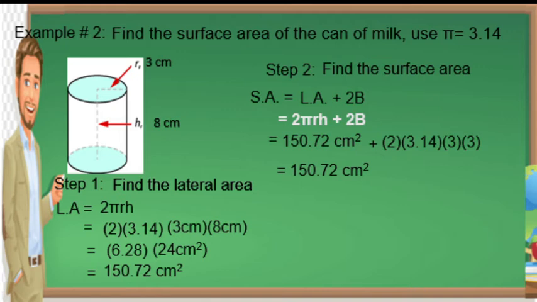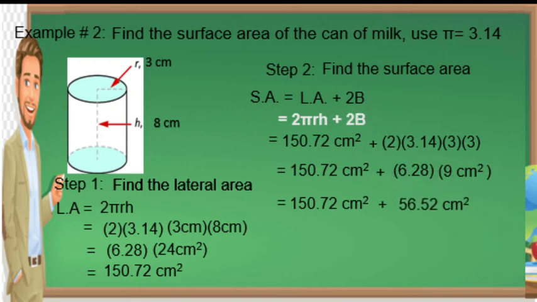150.72 square centimeters plus 6.28, that is the product of 2 and 3.14, and 3 times 3 is equal to 9 square centimeters. Bring down 150.72 square centimeters plus the product of 6.28 and 9, which is equal to 56.52 square centimeters, and then add the two. Okay, so the surface area is equal to 207.24 square centimeters.